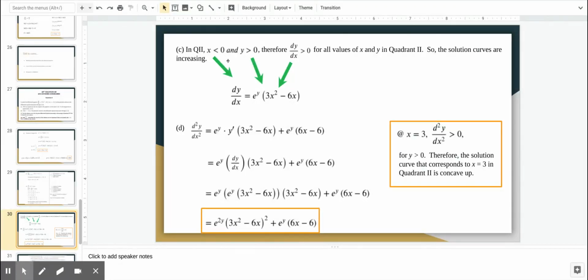I just need to take a look in general. If in quadrant 2, x is less than 0 and y is greater than 0, then dy dx will absolutely be positive every single time. And so since dy dx is positive, what do I know about all the values in quadrant 2? The solution curves are increasing. Okay, positive derivative, I have an increasing curve.